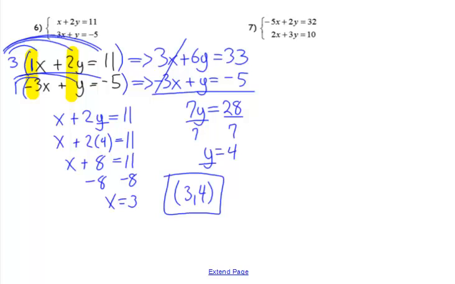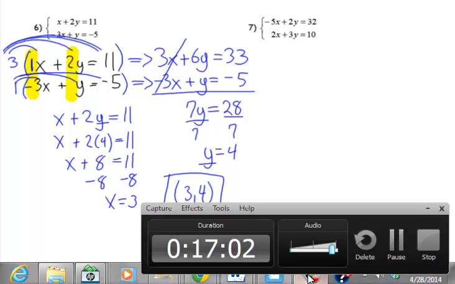Okay, so I'm going to have you go ahead and finish those other ones on your own, the ones we didn't get to, and hopefully this is helping you with solving systems of linear equations using elimination.